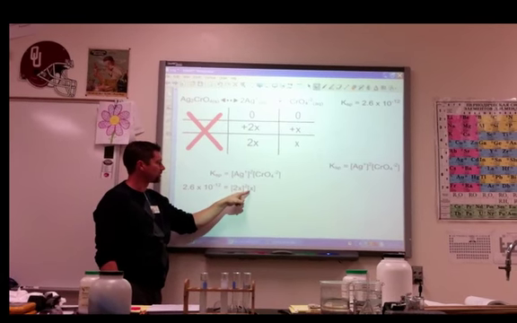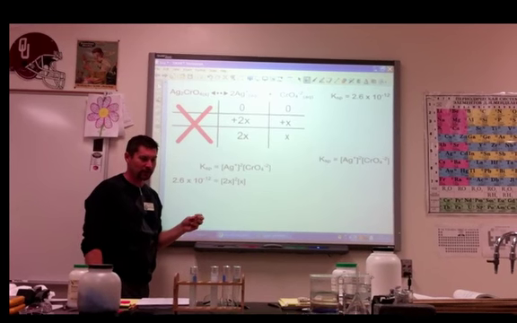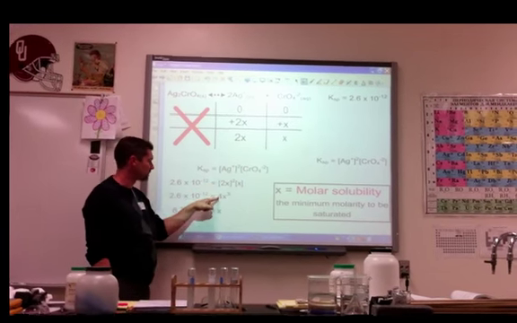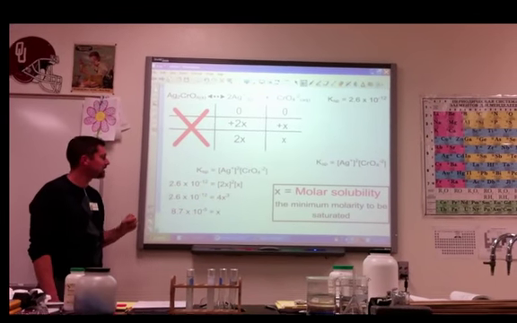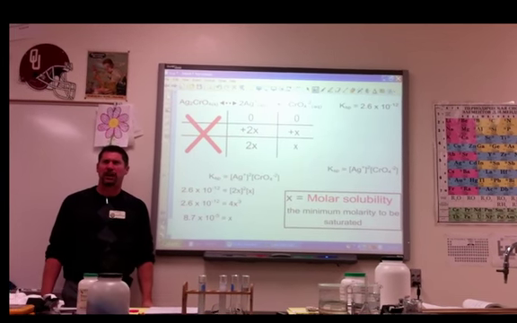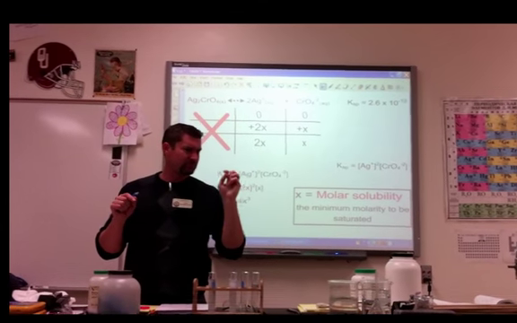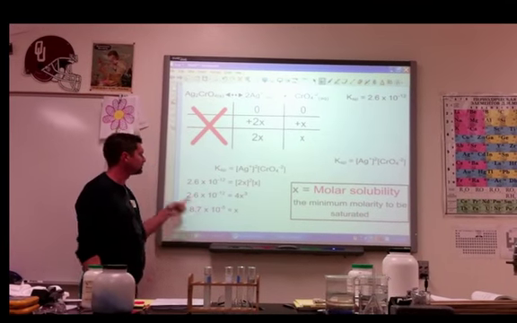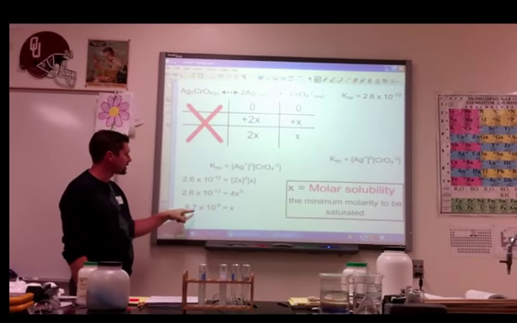What is 2x squared times x? 4x squared times x, 4x to the third. 4x cubed. That's right. 2 squared is 4, x squared times x is x to the third. So I'm going to have to take this, divide it by 4, and then do the cube root on your calculator. I think if you press math, function 4 maybe, you can choose what you want to do there. When you solve for x, you get 8.7 times 10 to the negative 5th.